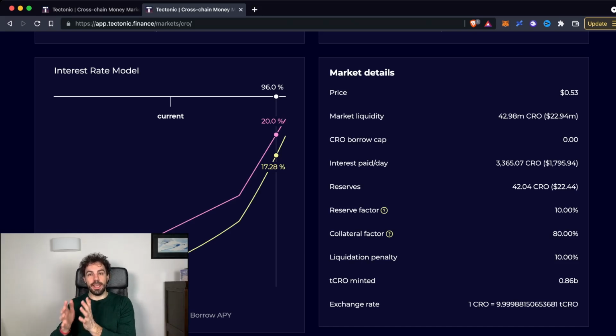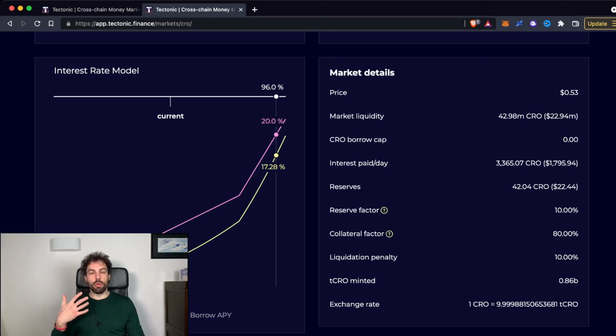The liquidation penalty means that in case you go over this threshold, so let's say that the volatility of the market is changing and the value of your collateral is decreasing while your debt is still at the same value, it means that your collateral factor will change. And if you go over that threshold, in this case 80%, you will be liquidated.